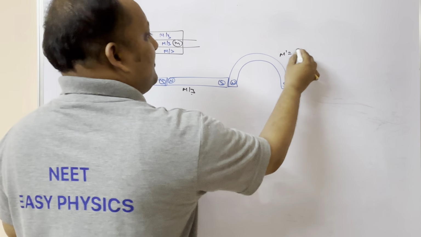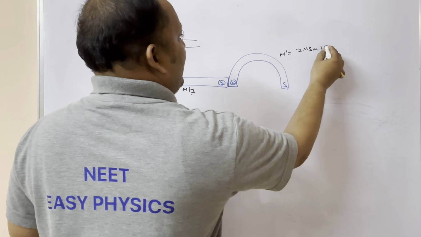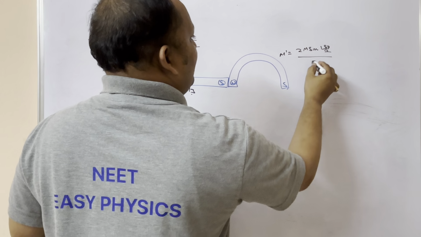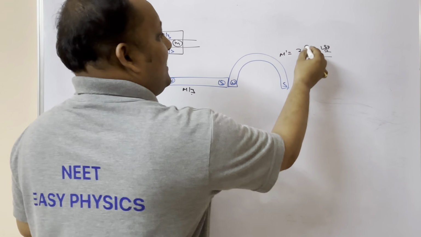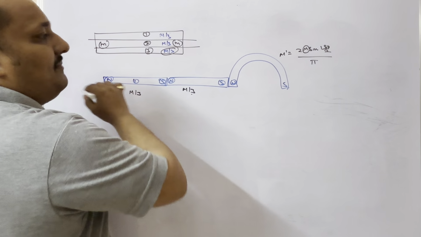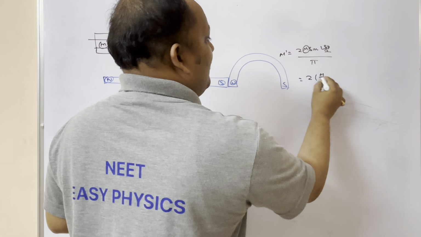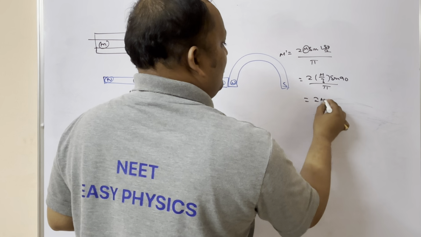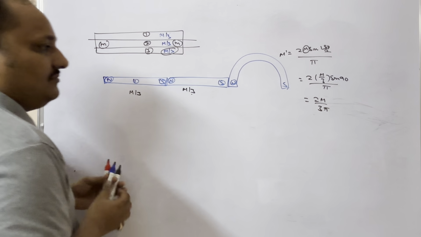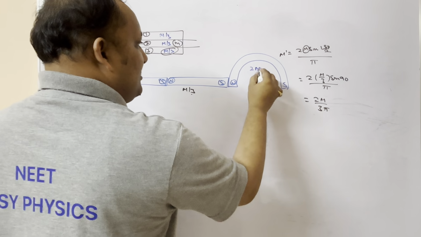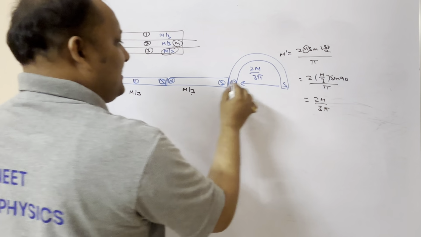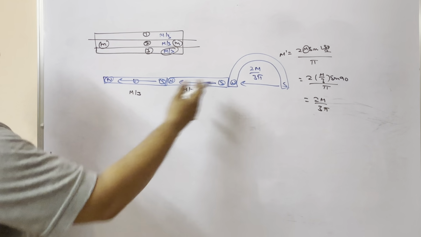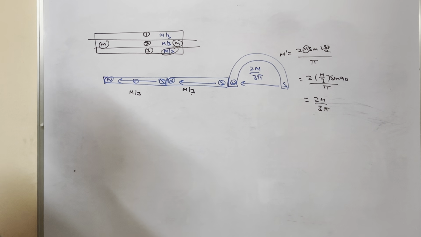M' equals 2M sin(180/2)/pi. What is M here? M by 3. Therefore, 2 times M by 3 sin 90 by pi. So, 2M by 3 pi. So this final one is 2M by 3 pi. Its direction is south to north, south to north, south to north. All you have to add.